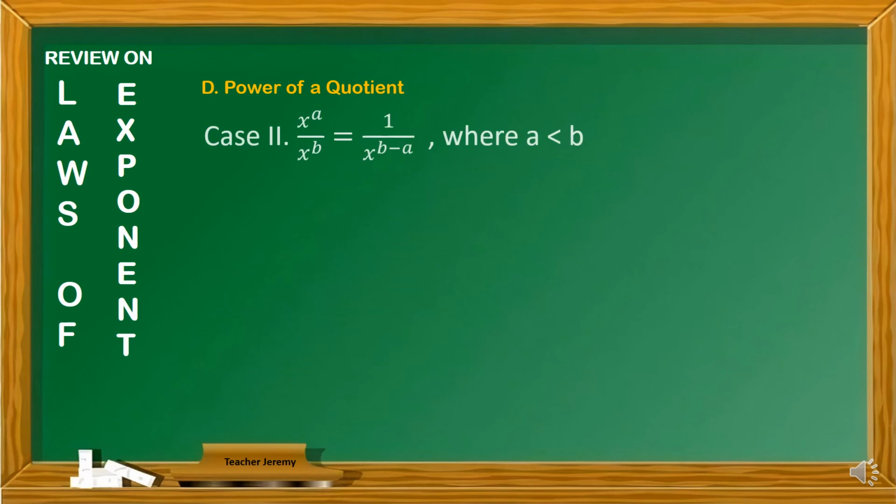Next case, we have x raised to a over x raised to b. If your a is less than b, you're going to answer like this, 1 over x raised to b minus a. Get the reciprocal of your answer. For example, x raised to the 5th power divided by x raised to the 8th power. Get the reciprocal, it will become 1 over x raised to 8 minus 5. 8 minus 5 is 3, meaning your answer will become 1 over x cubed.